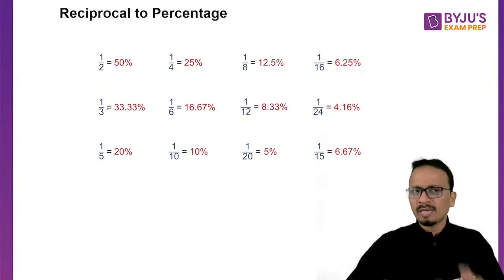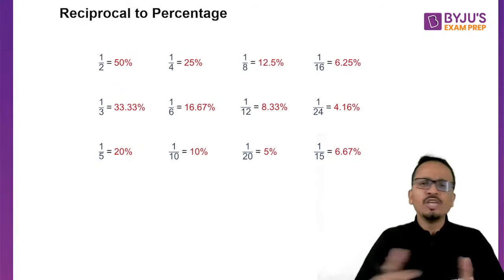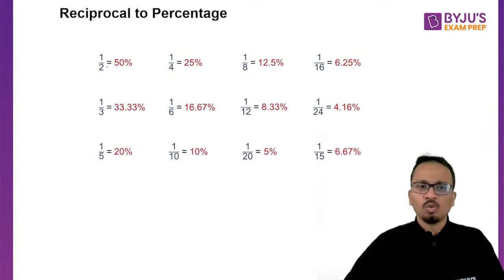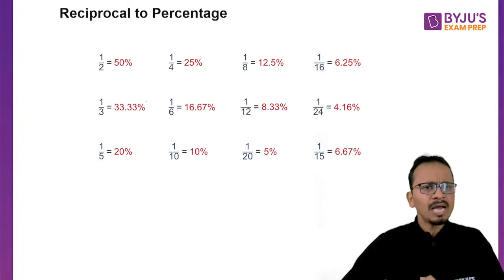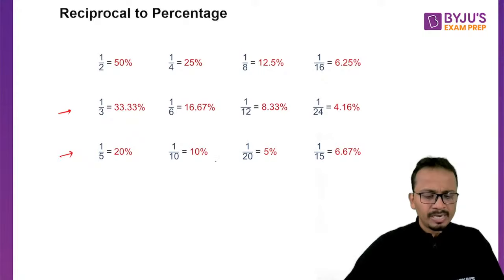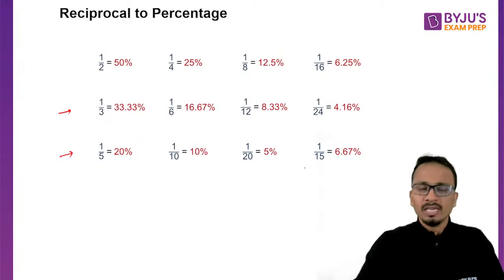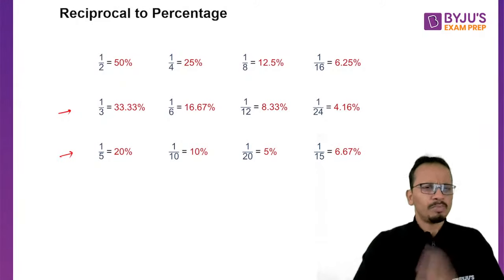Here are some important fractions that I have written for all of you, which are frequently used in the examinations. This is one set of fractions: 1 by 2, 1 by 4, 1 by 8, 1 by 16, you can copy all of them. Then 1 by 3, 1 by 6, 1 by 12, 1 by 24, you can remember all of them. The next set is 1 by 5, 1 by 10, 1 by 20, and 1 by 15.